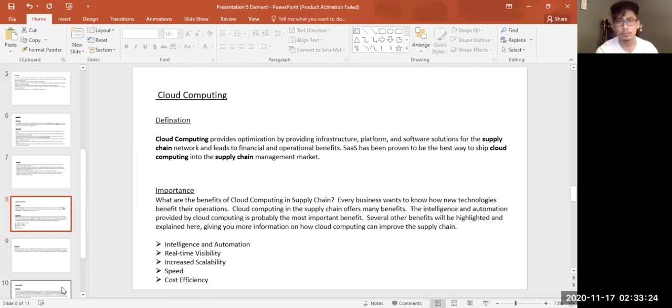What is the importance of cloud computing? We have five important things cloud computing brings to supply chain management. The first one is intelligence and automation. Number two, real-time visibility. And number three, increased scalability. Number four is speed. Number five, cost efficiency. Must be managed properly.